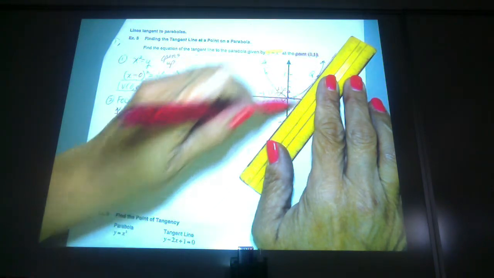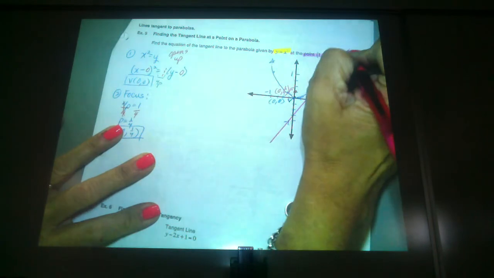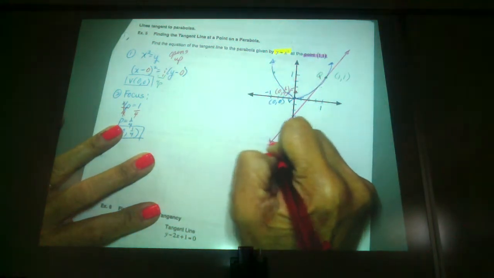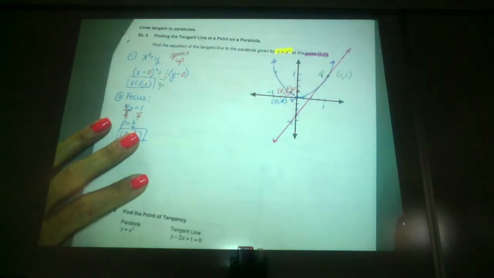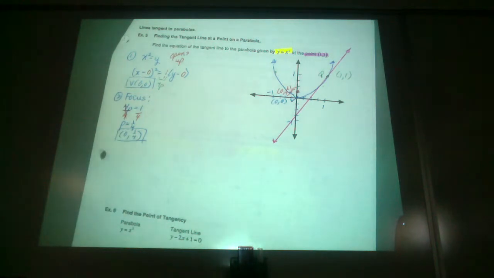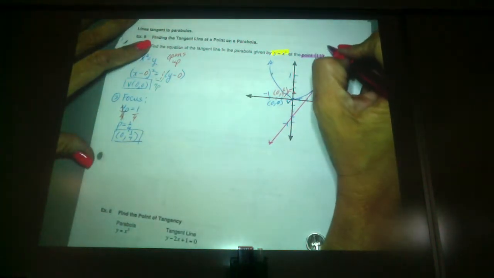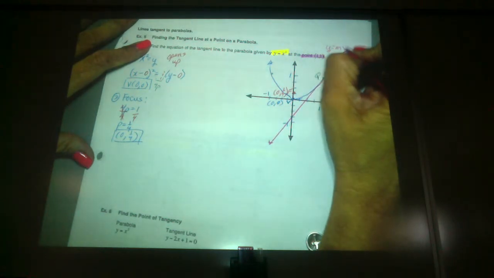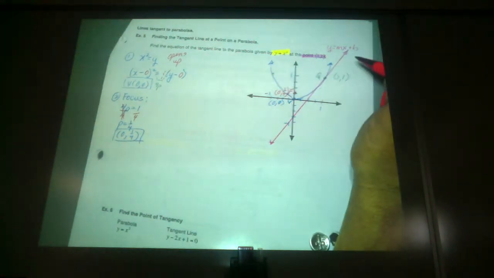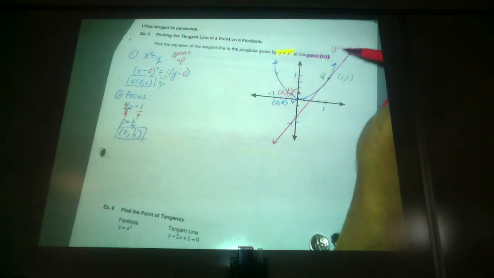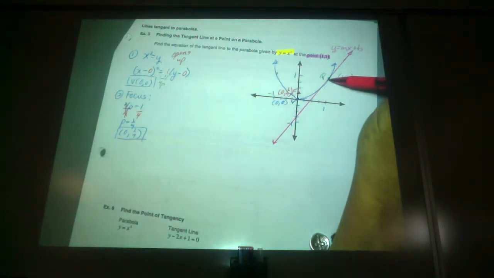So here's my tangent line. I want the equation of this line right here. This is our whole goal. Equation of that line. What do I need to know to find the equation of a line? The slope and y-intercept. Don't I need to find y equals mx plus b? In order to find the slope, I need to have 2 points. I only have 1 point.